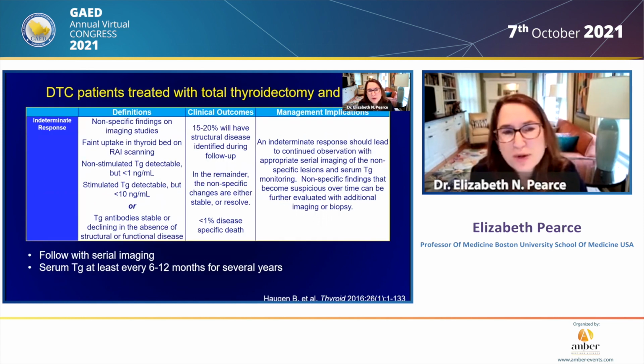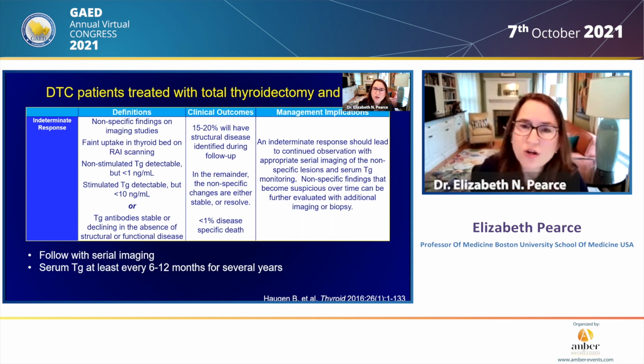An indeterminate response is frustrating. These are patients where the thyroglobulin is elevated, but not quite high enough to meet those biochemical incomplete thresholds, or where imaging is not unequivocally negative. There's something a little bit funny looking, but it's not clearly associated with recurrent disease. Or these are the patients where the thyroglobulin antibodies are around and they're stable or declining. So most of these patients will do fine. Things will remain stable, or these funny thyroglobulin or imaging findings will ultimately resolve on their own.